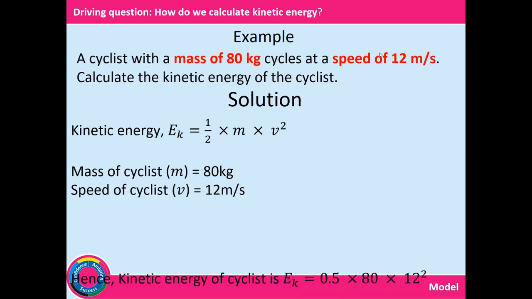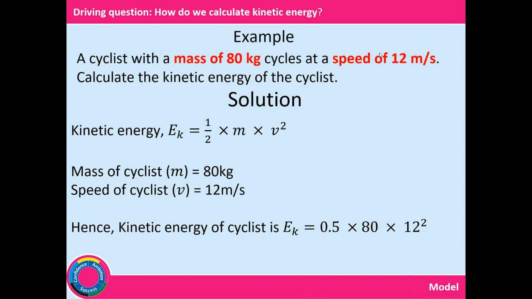We substitute these values into our equation. We have EK equals 0.5, that's how we represent half as a decimal, multiplied by 80, multiplied by 12, multiplied by 12. That's what 12 squared means. You have 12 multiplied by 12. Compute that in your calculators. You have 5,760 joules.